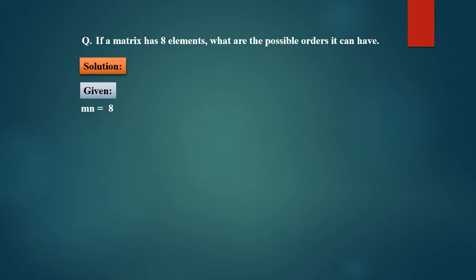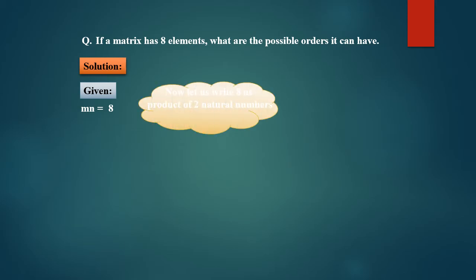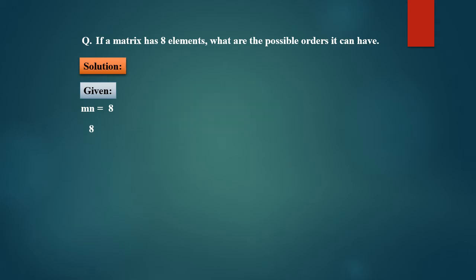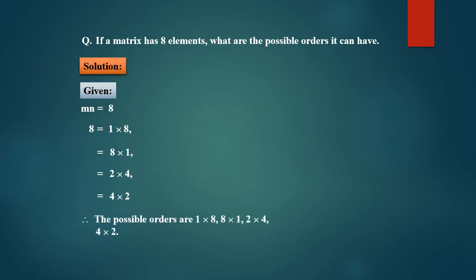So here we need to consider the numbers such that the product is equal to 8. So 8 can be written as 1 into 8. So this is the first order. Second, we can write 8 into 1, which is again 8. Third, we can write it as 2 into 4. And fourth, we can write it as 4 cross 2. So there are 4 possible orders, and they are 1 cross 8, 8 cross 1, 2 cross 4 and 4 cross 2.